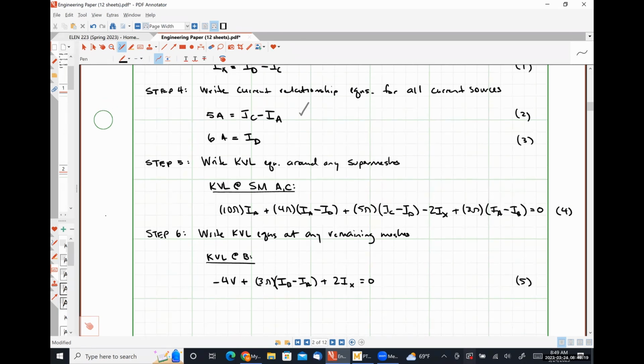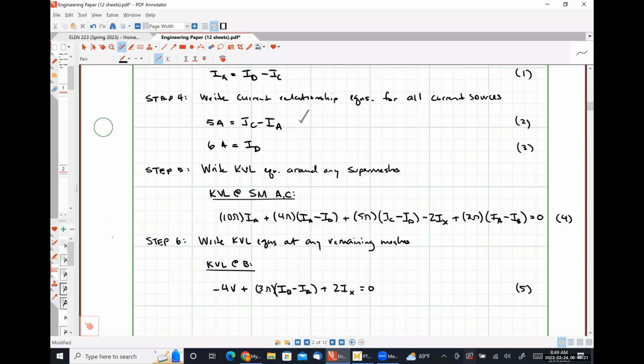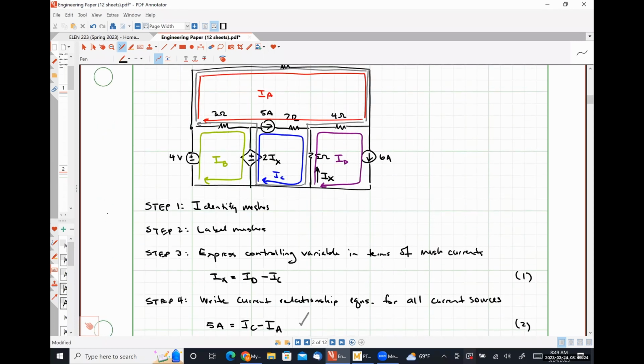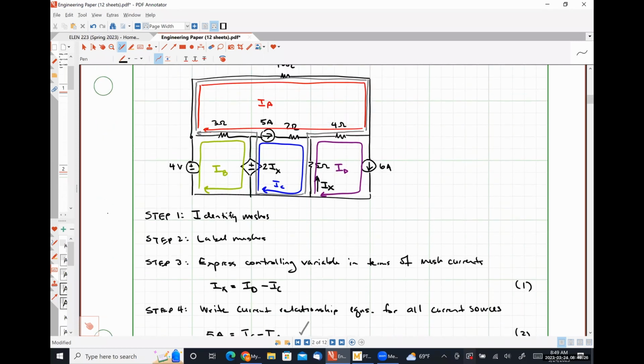Isn't that we're doing one just for B, because B and the other equation? So that's a fantastic question, right? Why? Let me rephrase your question slightly. Why aren't we writing a KVL equation around mesh D?